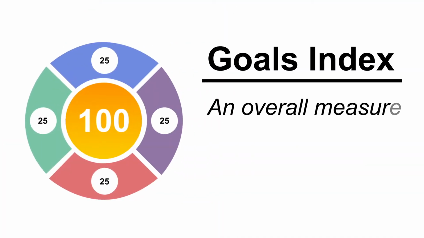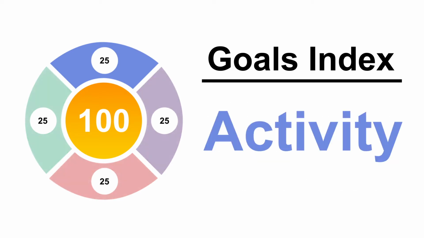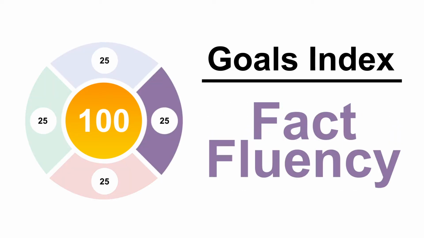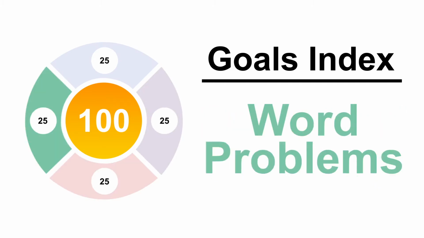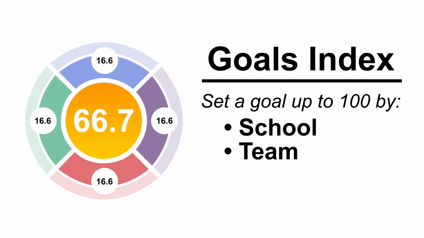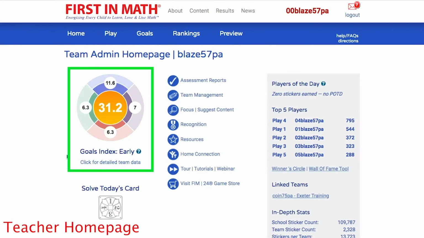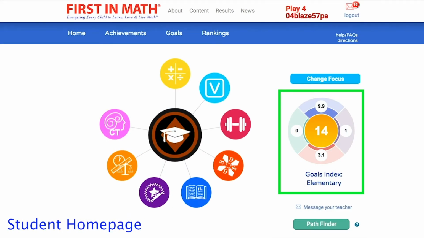The Goals Index is an overall measure of performance on First in Math in 4 key areas: activity, fact fluency, procedural fluency, and word problems. Each of the 4 areas is worth 25 points. Schools, teams, and individuals can set goals to their own standards. The Goals Index shows up here on the teacher homepage and here on the student homepage.